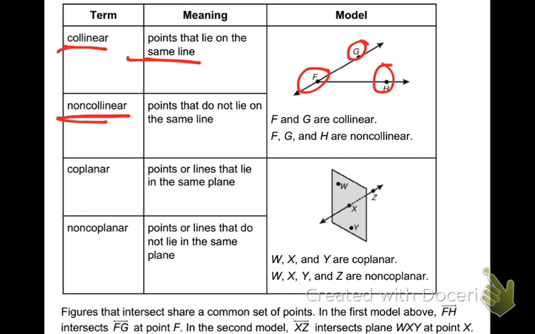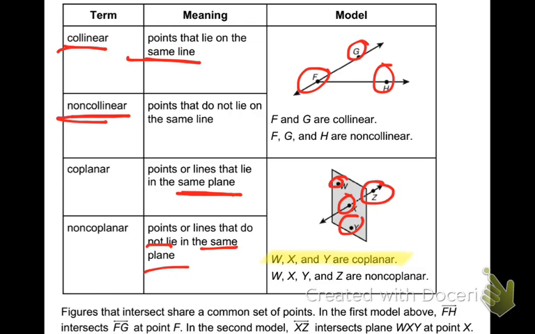Collinear, non-collinear. What about coplanar? What do you suppose coplanar means? If collinear was same line, coplanar means same plane. So points or lines that lie in the same plane. For example here, W, X, and Y are coplanar, all in the same plane. And non-coplanar is not the same plane. So W, X, Y, and Z. You notice how Z is off the plane here? So that makes these non-coplanar points.